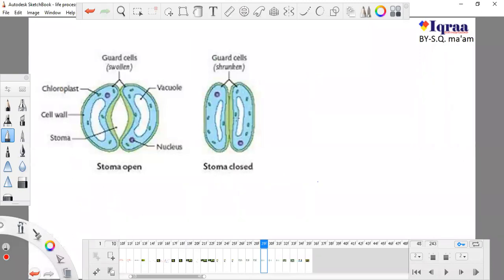So what is the meaning of closed stomata? That these guard cells have come together because they have released all of their water. Finally they have no water, that's why they come close to each other and this stomatal opening is closed. This is closed stomata, and guard cells are shrunken, but in the other case the water is inside.